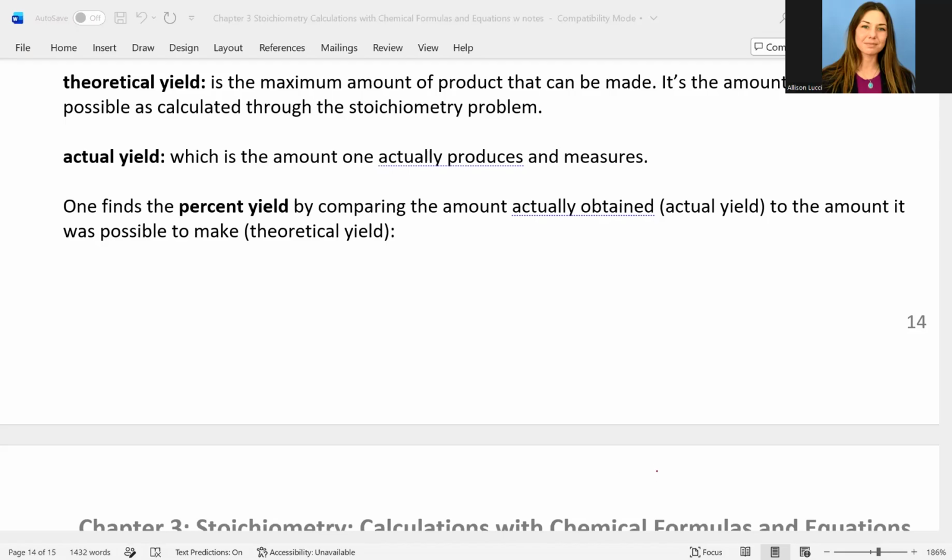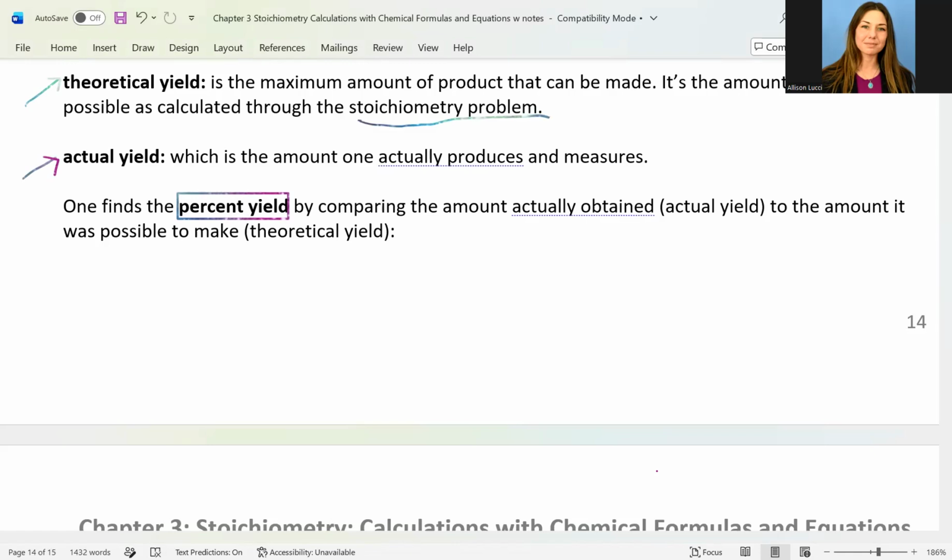In this video from chapter 3, we're going to define what's called the theoretical yield and the actual yield, and then find how we can use those to calculate what's called the percent yield. So in theory, the theoretical yield is how much product we can make based on the amount of starting materials and the stoichiometry of our problem.